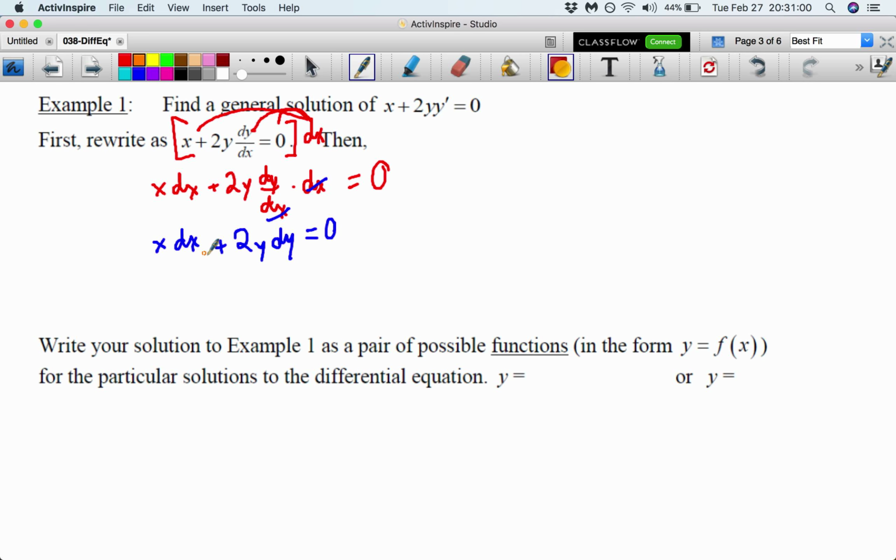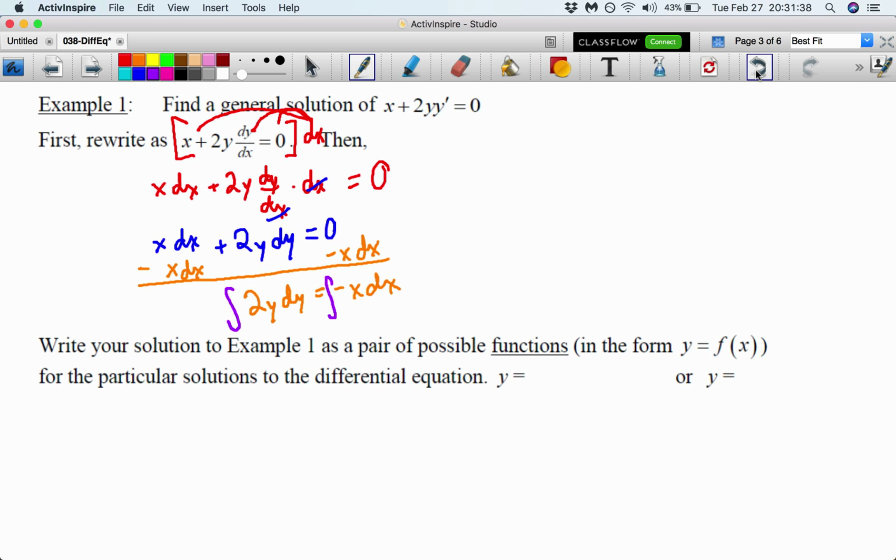All right, now we need to separate our variables. So if you were looking at this, you would say, well, all the x stuff and all the y stuff is on the same side. We want to undo that. So I'll undo that by subtracting x dx from both sides. And that would give me 2y dy equals negative x dx. Now, this is key because that allows us to integrate both sides. That'll be our next step.